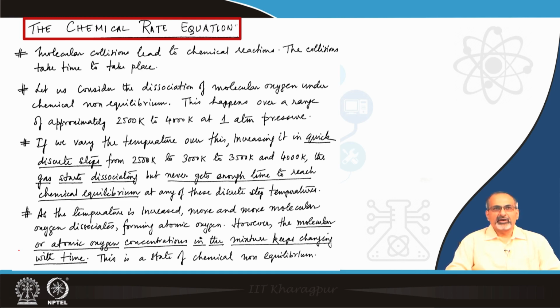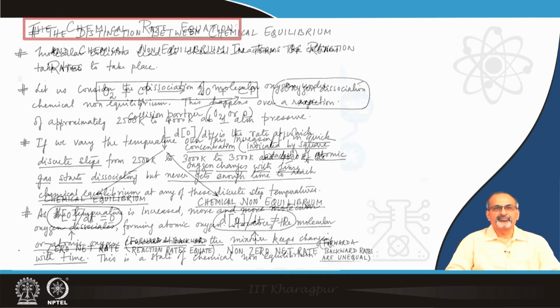The molecular or atomic oxygen concentrations in the mixture keep changing with time if it is a non-equilibrium situation, and therefore, like we saw in the case of vibrational energy exchanges, even in the case of chemical reactions, we would need a rate equation to be worked out.